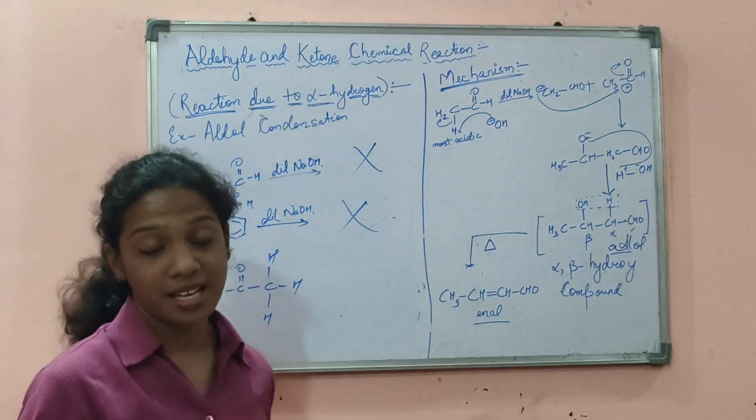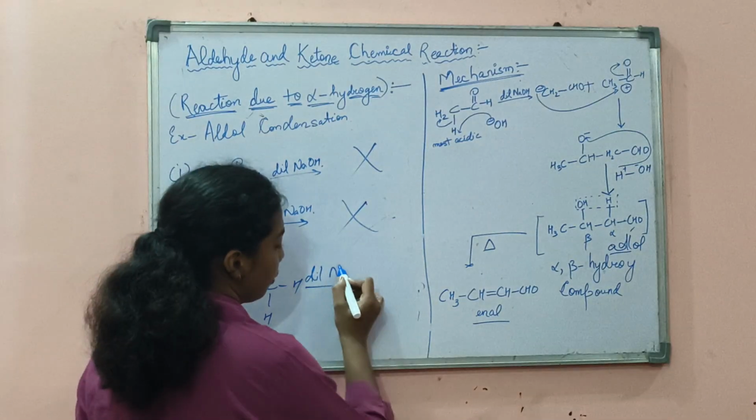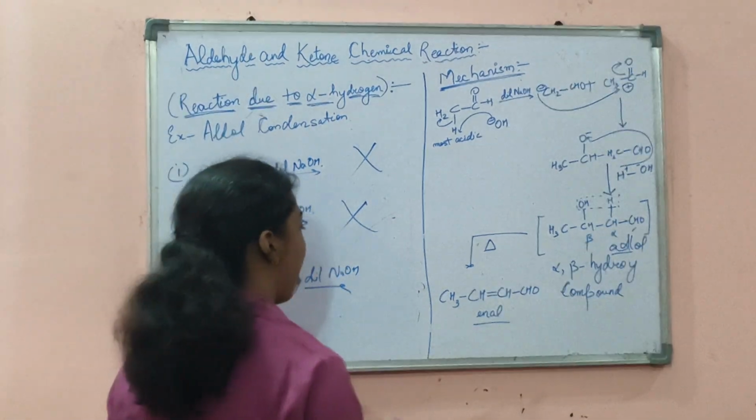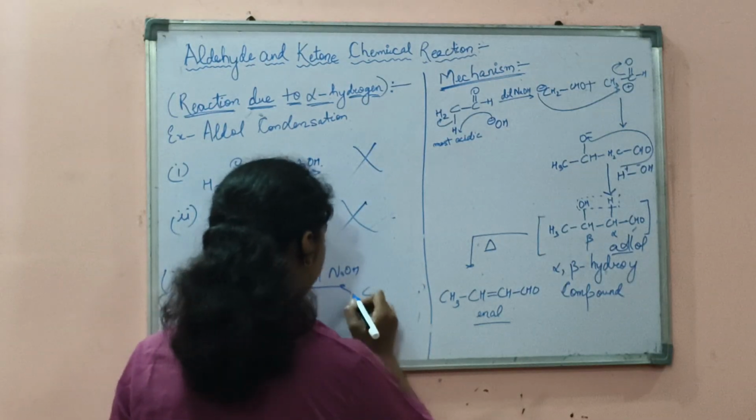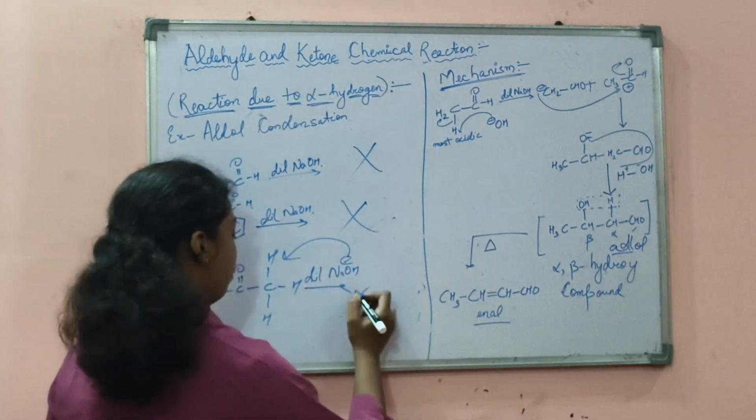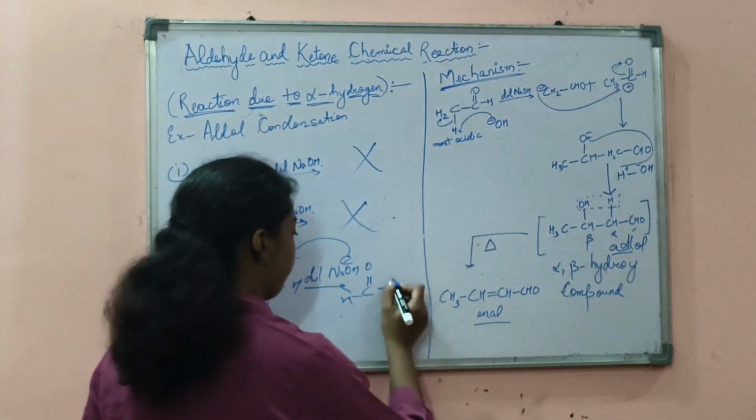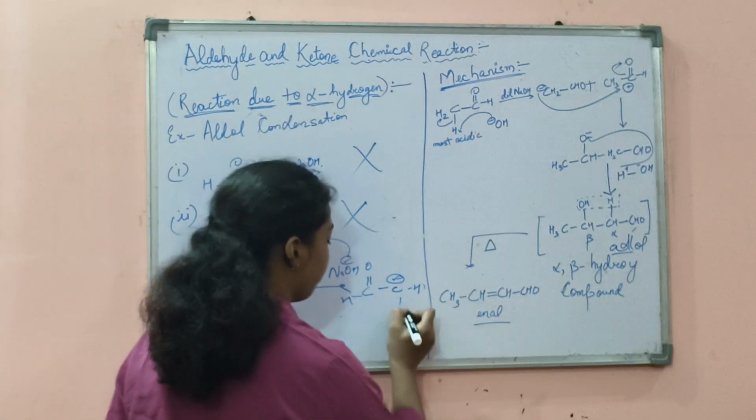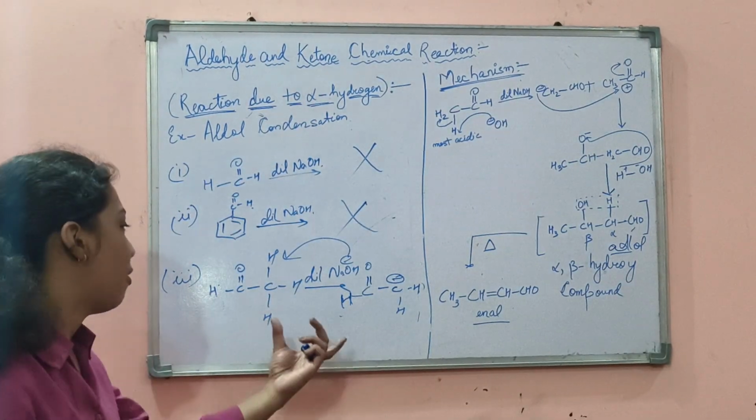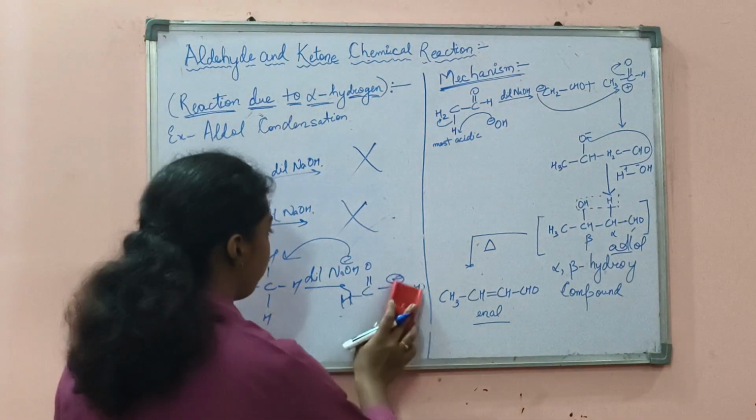When acetaldehyde is treated in the presence of dilute sodium hydroxide, that is the base, this reaction happens. It will abstract one proton from the hydrogen, and an aldol reaction will form. Now we will see this reaction in the form of a mechanism.